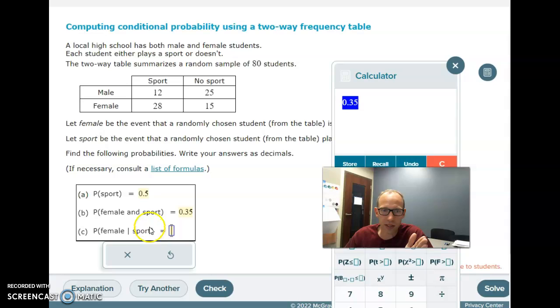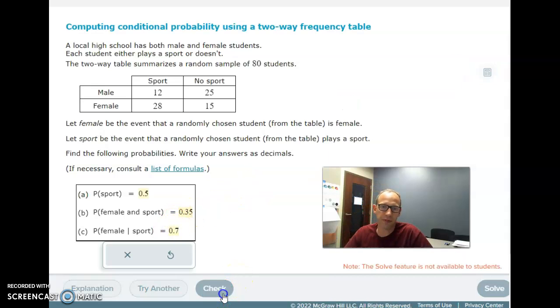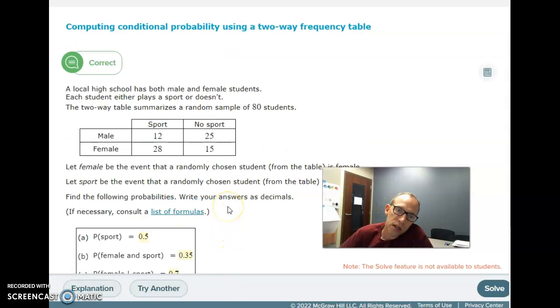So as soon as you see this "given that," any other part of your chart, if you want to physically exit out, you can. You could cross over the no sport column. Those 40 students are gone, and we're only looking at these, and 28 out of these 40 who play sports are females. So that would give us 0.7. Check those. All right, and feel free to write me with any questions there.